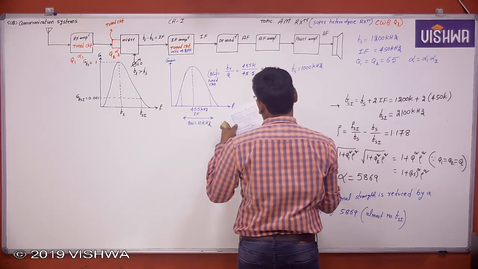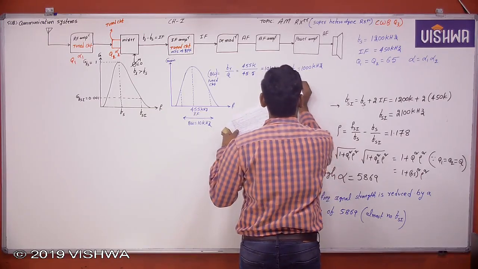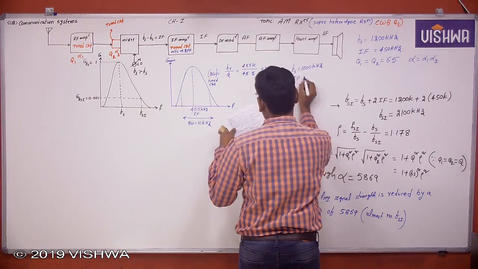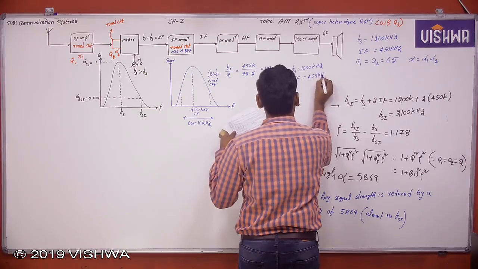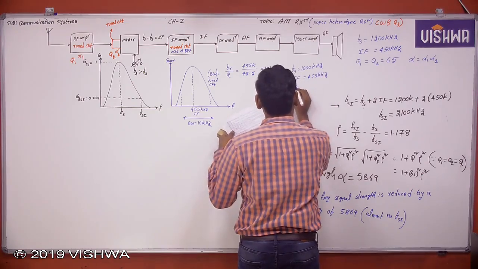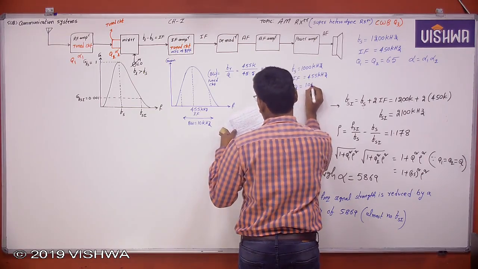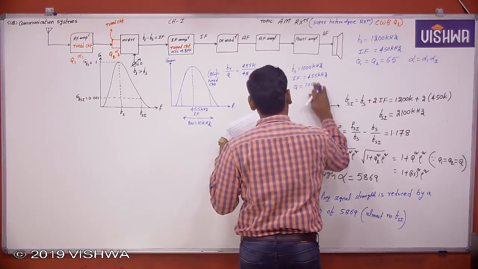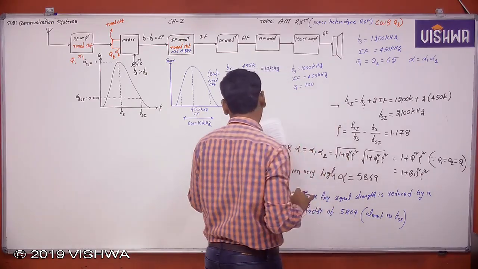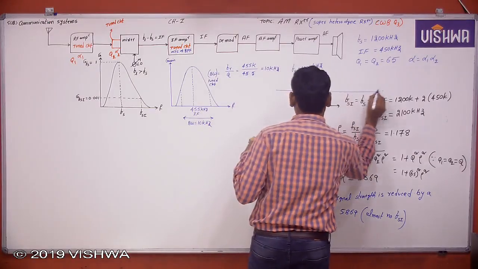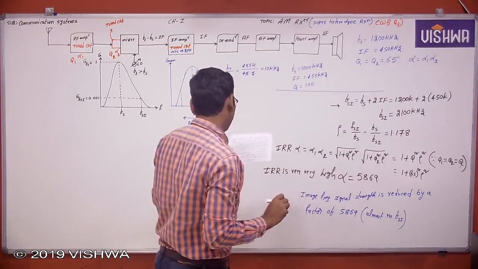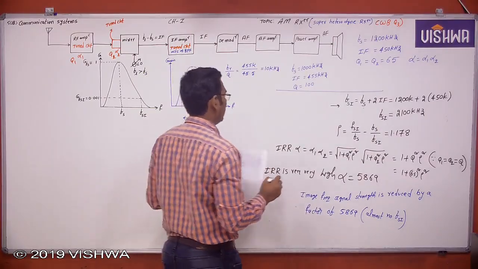and the intermediate frequency is 455 kHz. The quality factor of the tuned circuit is 100. Now what he is asking is to determine the image frequency and image rejection ratio.